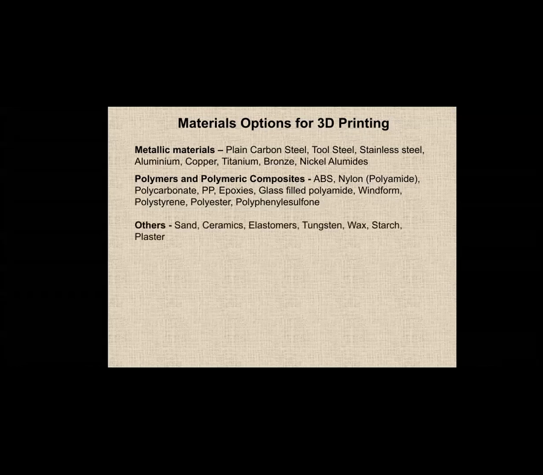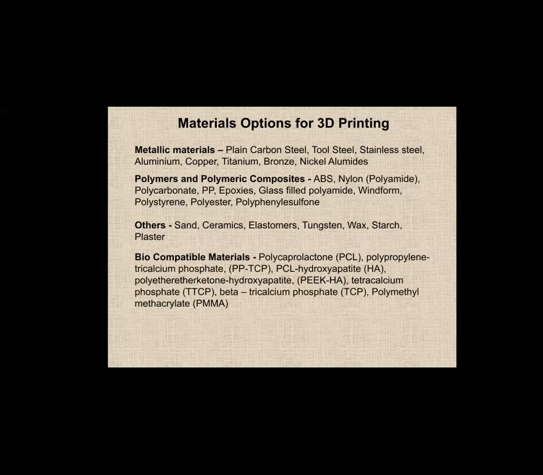Previously it was limited to plastic or polymer materials. Nowadays, by using the 3D printing process, we can fabricate all kinds of materials: ceramics, even ceramics, tungsten, wax, starch, everything. Especially in biomedical applications, we sometimes use starch as the material. Natural fiber reinforcement composites, NFRC.